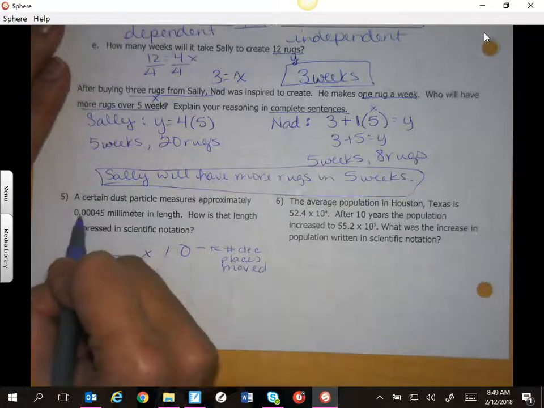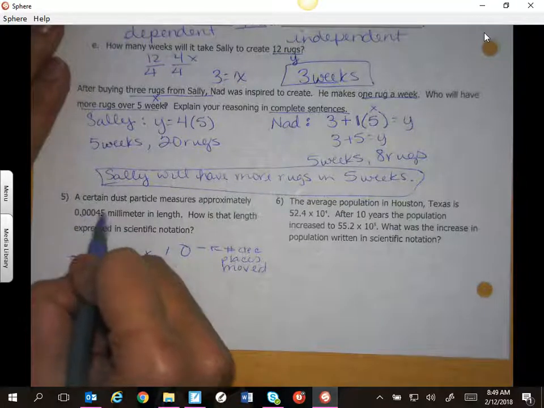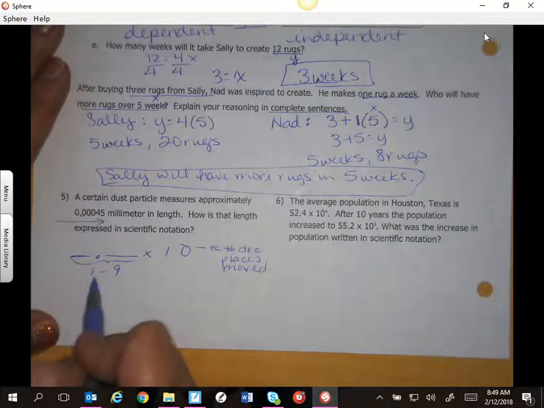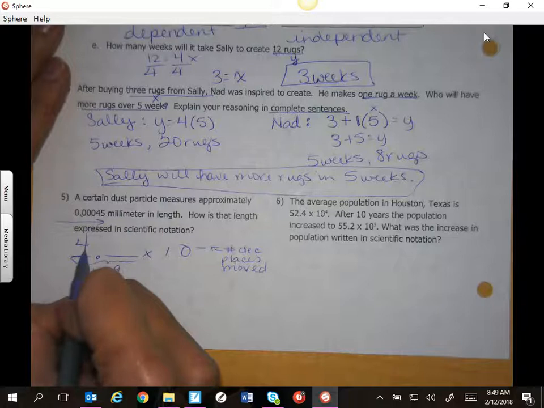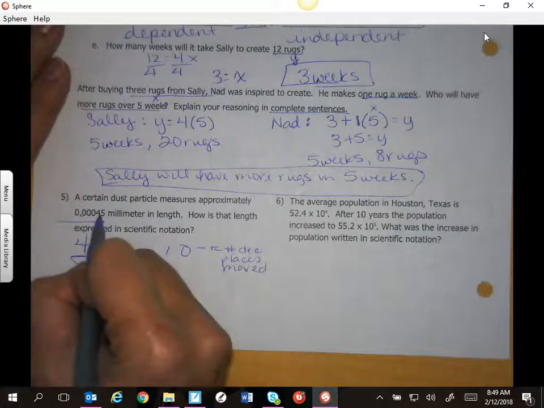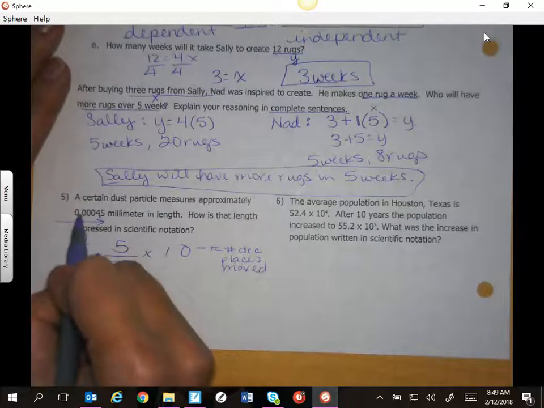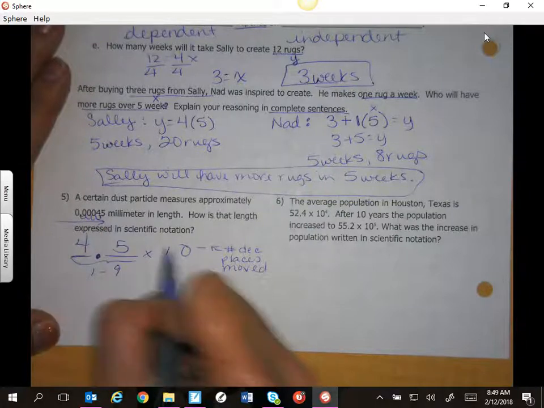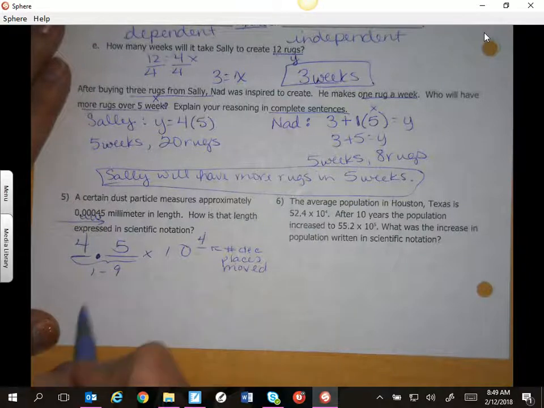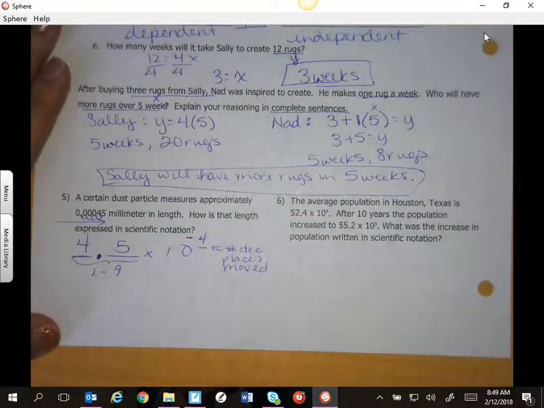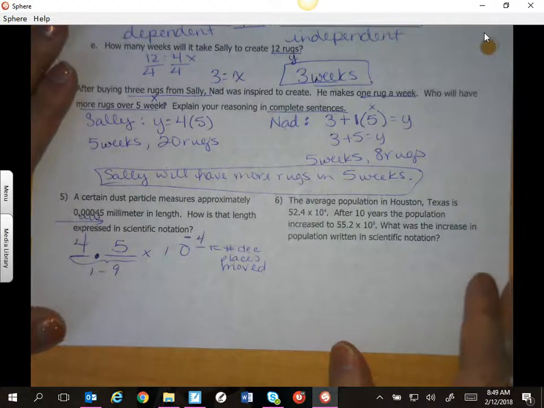So if we have 0.00045, the first number that I come to when I read left to right that is between 1 and 9 is 4. We're going to put that 5 there. So I want my decimal now to be between the 4 and the 5. So I'm going to count my loop-de-loops. I'm going to count 1, 2, 3, 4 loop-de-loops. That's how many decimal places moved. And this is a small number, so we said that exponent needs to be negative. If it's a big number, it's going to be positive.